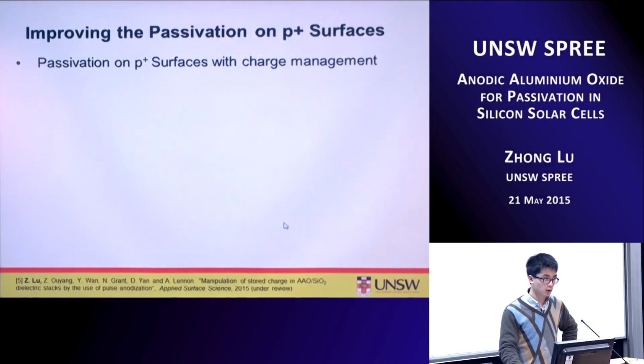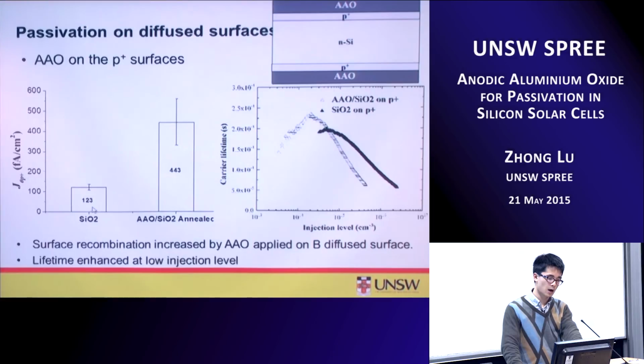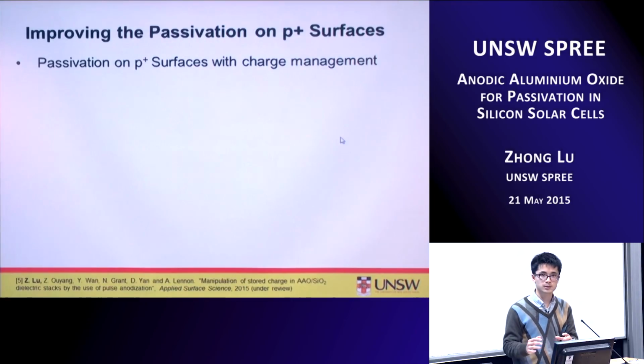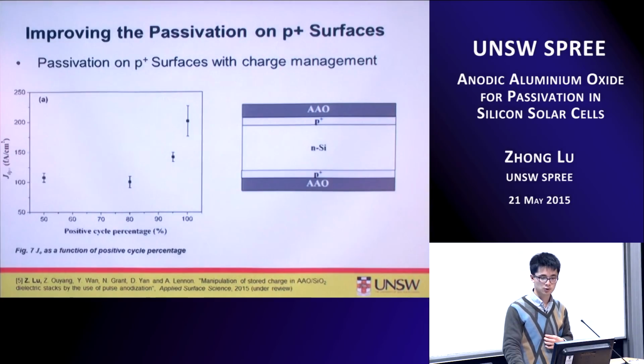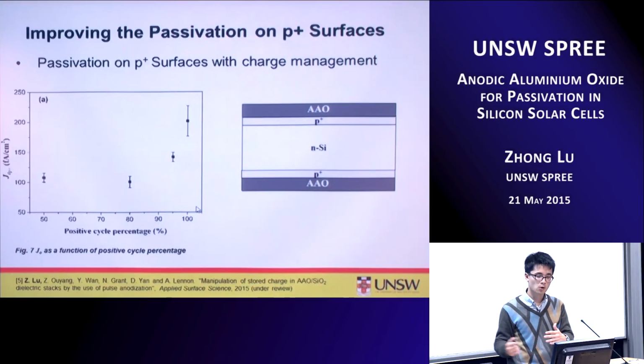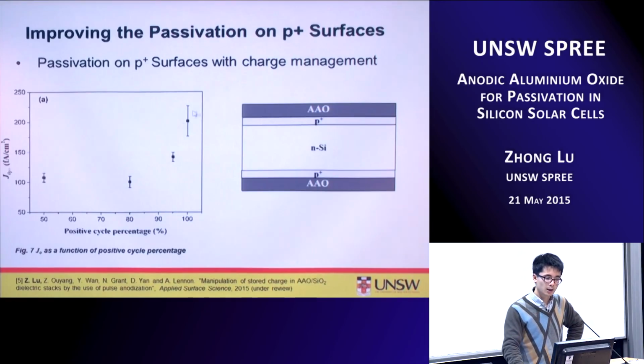So to tackle this problem, where we have increased surface recombination by passivating the boron emitter, we're trying to use the store charge management. We're still passivating the same structure, but this time we're using the AO that's formed using a pulse anodization. At 100%, which means a normal anodization that gives you a positive store charge, you have a very high J0 value, but as you reduce the positive cycle percentage, you start to see the improvement in the surface passivation.